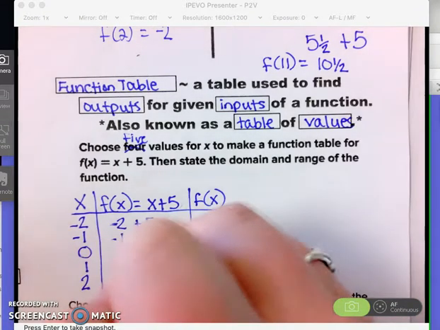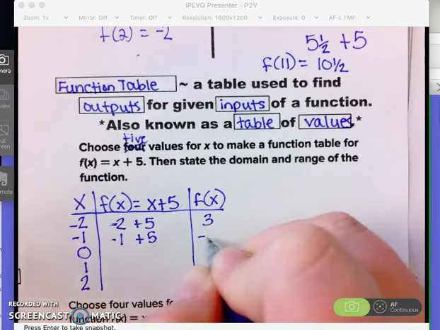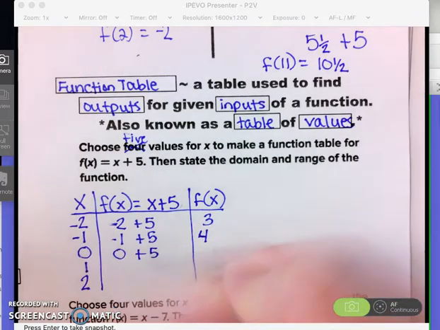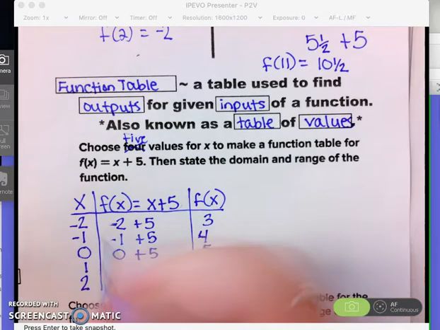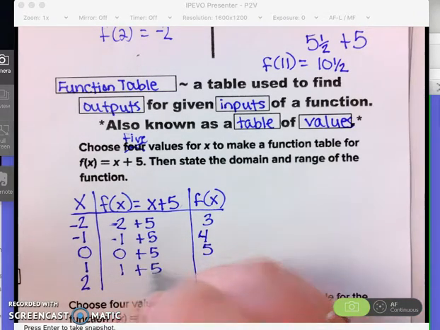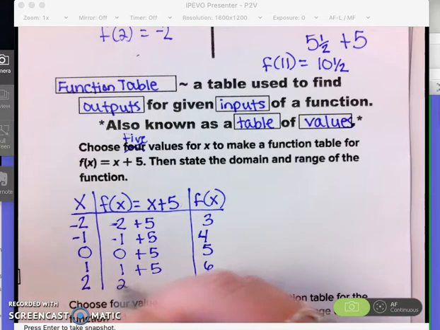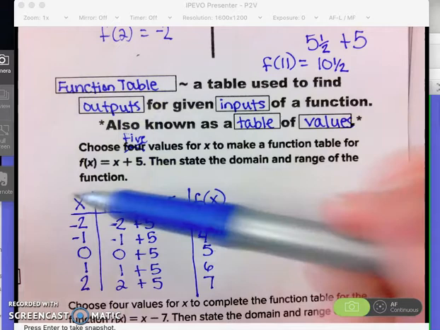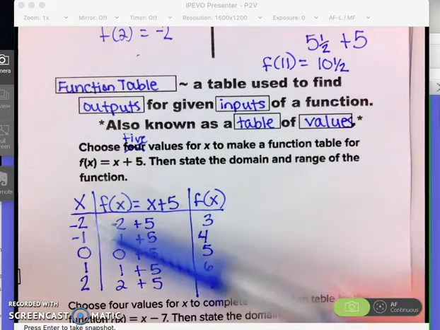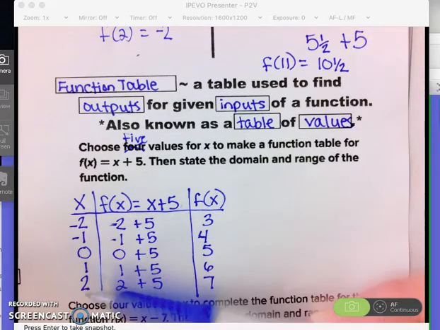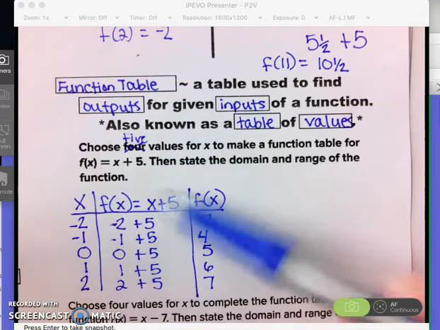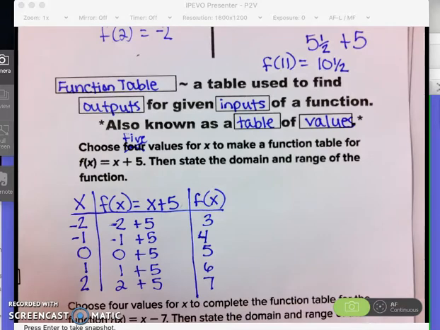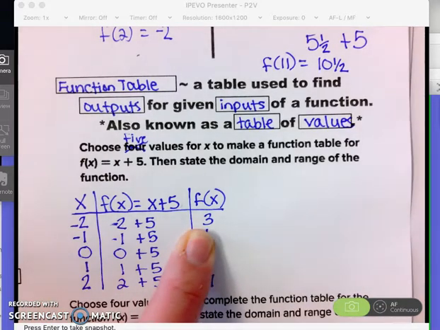-1 plus 5, output of 4. 0 plus 5 would be an output of 5. 1 plus 5, 6. And then 2 plus 5 is 7. So we've created our function table with our inputs. We're inputting all of these numbers into my equation here and getting an output. You put something in, you get something out.